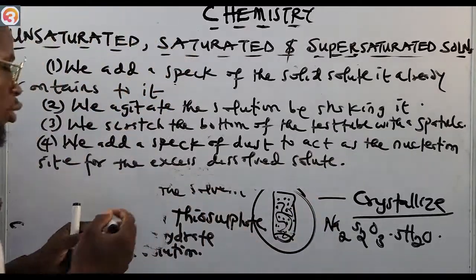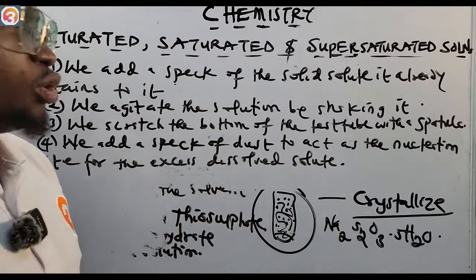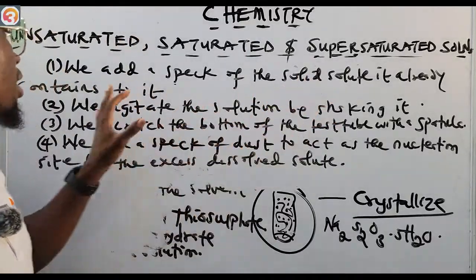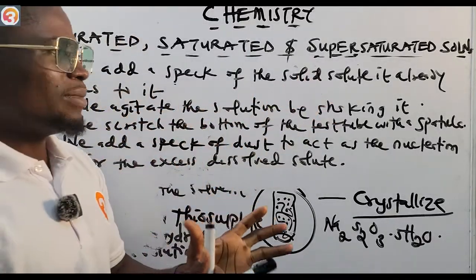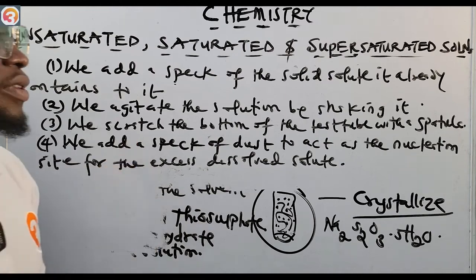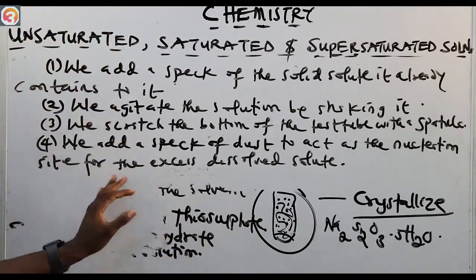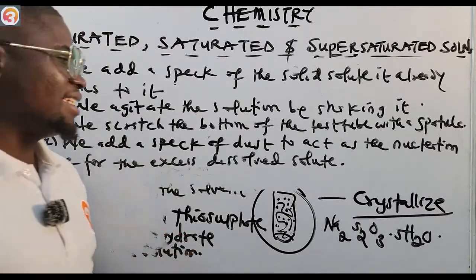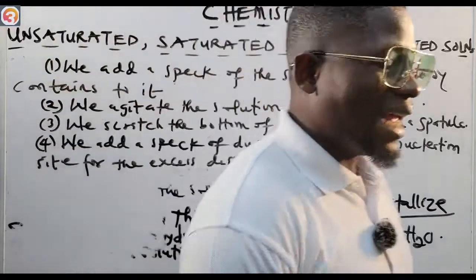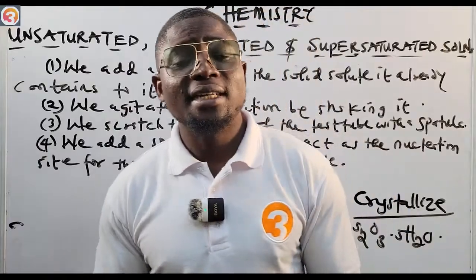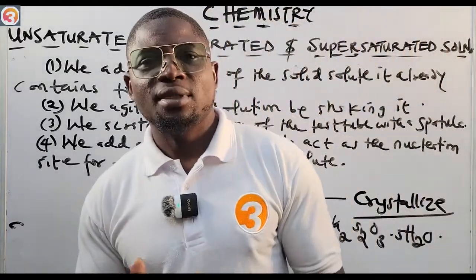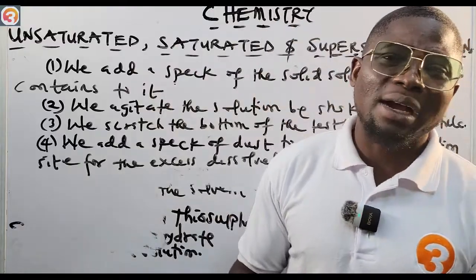So if we want to generate the excess dissolved solute, we add a speck of the solid solute it already contains to it, we agitate the solution by shaking it, we scratch the bottom of the test tube with a spatula, and then we add a speck of dust to act as the nucleation site for the excess dissolved solute. So that is the concept of saturated, supersaturated, and unsaturated solutions. In the next episode, we're going to be looking at solubility.